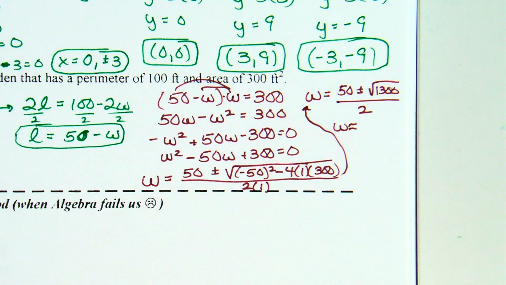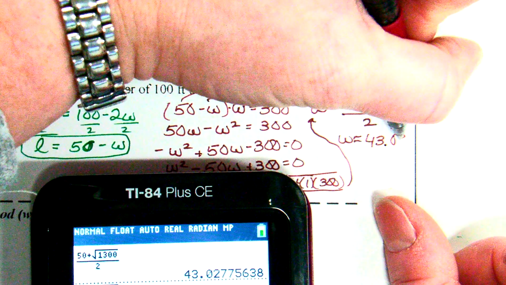Okay. What was the question? Find the dimensions. Have I found the dimensions? I found one of them, right? I found two different options for my width. My options for my width are 43.03 and 6.97. Or essentially, if we go whole numbers, those are about 7 and 43, right? How do I find the other? How do I find the dimensions?